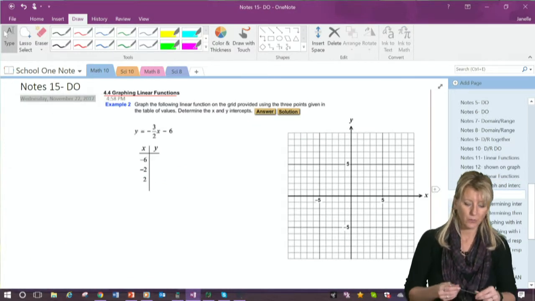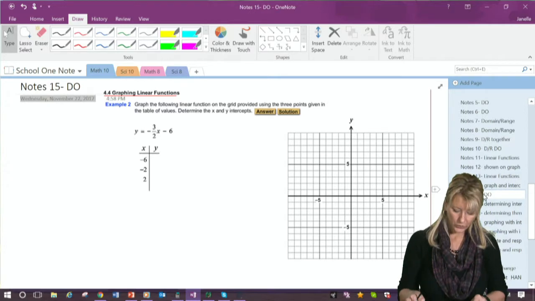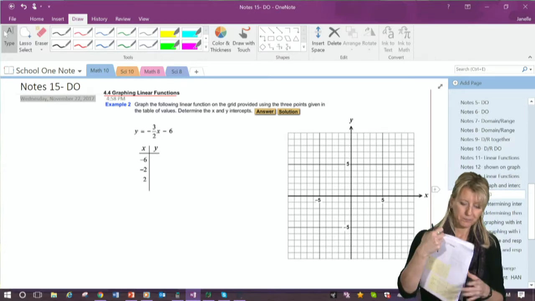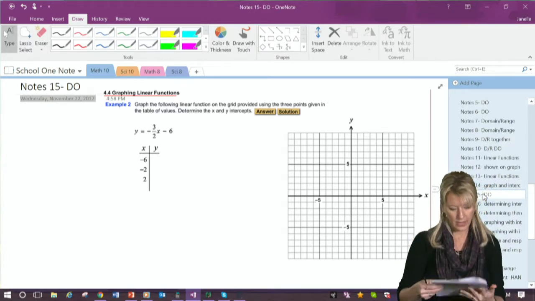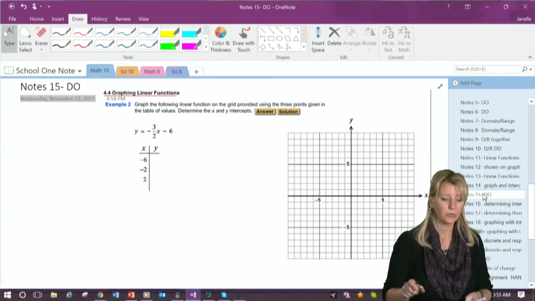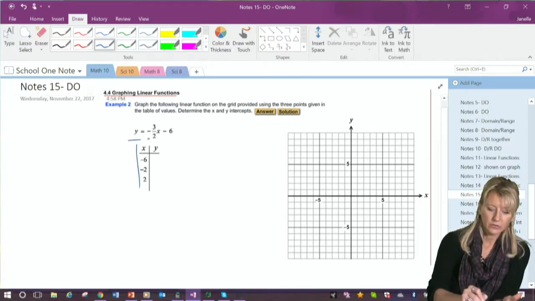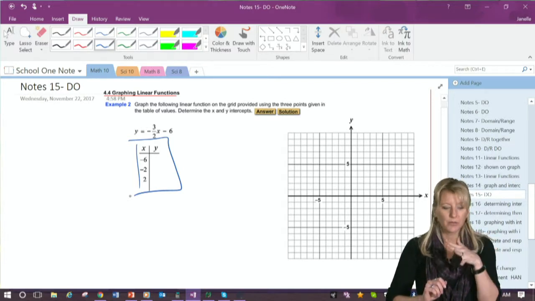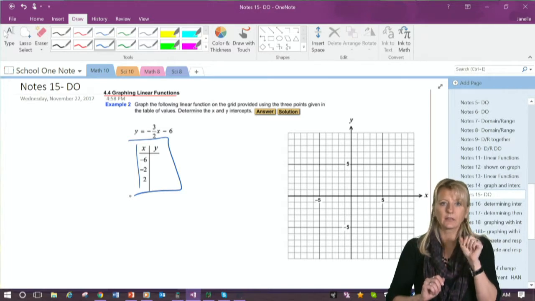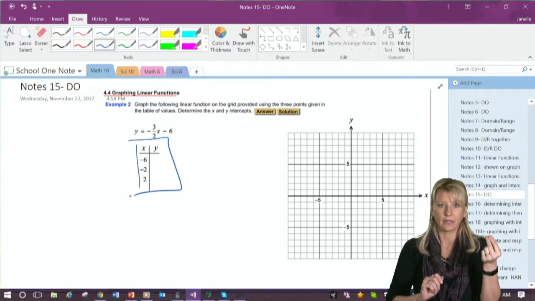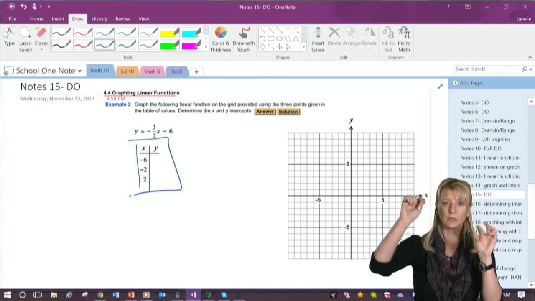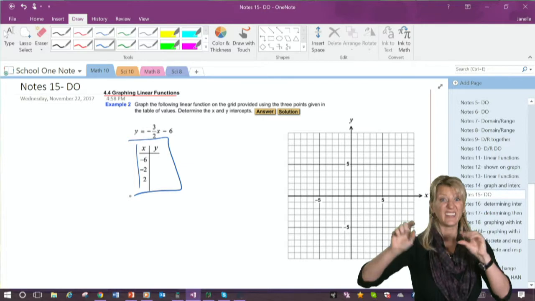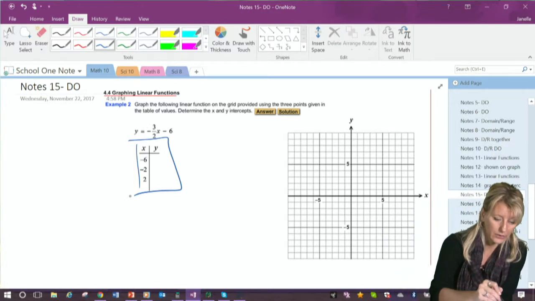Okay, so this one we're not going to worry about. We could totally do this. You guys can pick a whole bunch of numbers, put them on there. Guess what we're going to do? We're going to put in 0 for the x, find out the answer. We're going to put 0 for the y and find out the answer. And those 2 points are going to tell us where they cross the x and the y, and that's all we have to draw. So let's do this together.